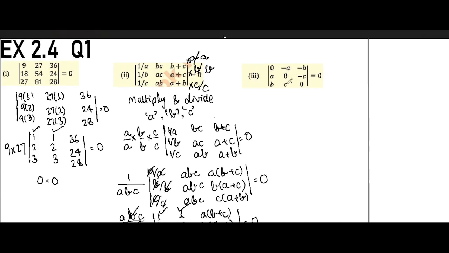Now we are going to solve the third part, which is 0, minus A, minus B, then A, 0, and minus C, and B, C and 0, and we have to prove it equal to 0. This part is proved by the use of another property: if a matrix is skew symmetric, which we have discussed in previous exercises, and it has an odd order, these two are a must, then its determinant must be equal to 0.